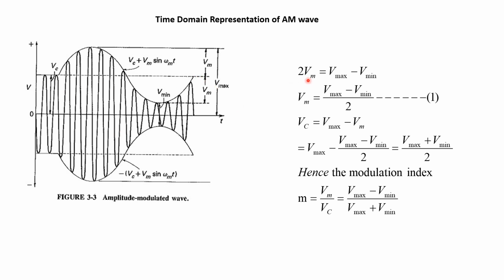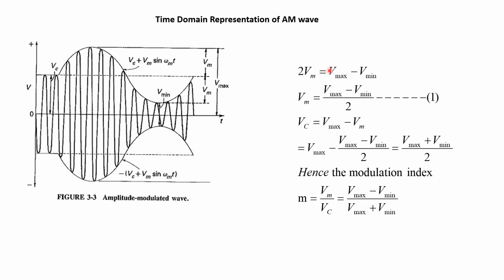Now we can see that V maximum is the maximum instantaneous value of the amplitude of the amplitude modulated wave, and several terms are represented here. From this figure we can say that V maximum is shown and V minimum is the minimum value. V maximum is the maximum value of the amplitude modulated wave, and V minimum is the minimum value of the amplitude modulated wave.